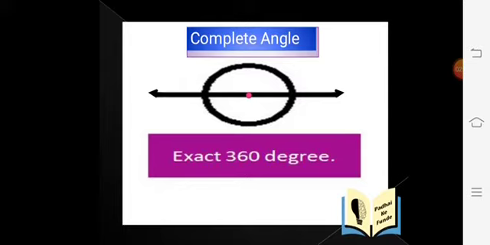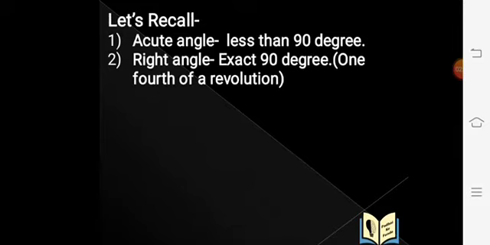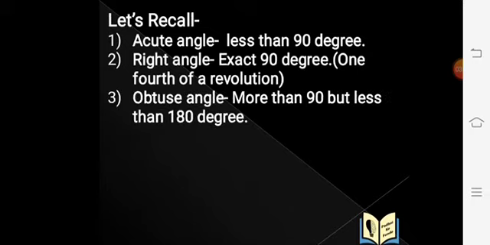Now let us recall what we have learnt here. Acute angle is an angle that measures less than 90 degree. Right angle is an angle whose measure is exact 90 degree and it is 1/4 of a revolution. Obtuse angle is an angle that measures more than 90 degree but less than 180 degree.